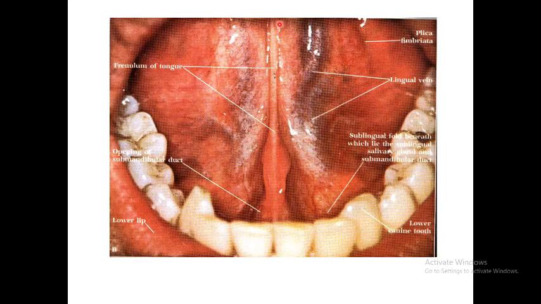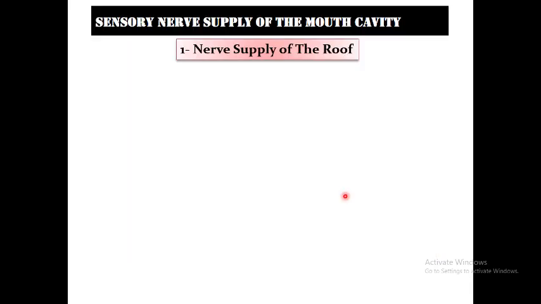So this is a real picture. We can see here this is the frenulum of the tongue. And this elevation is the sublingual papilla, which contains the opening of the submandibular duct. And this elevation is the sublingual fold, which contains the multiple openings of the sublingual gland.